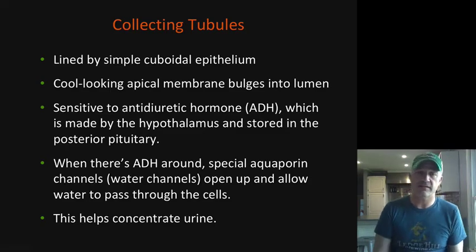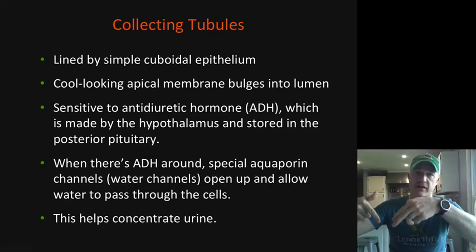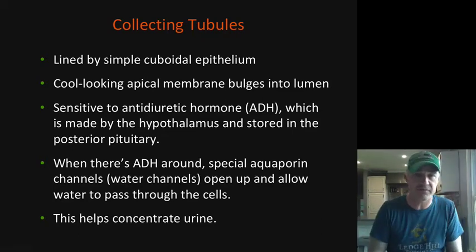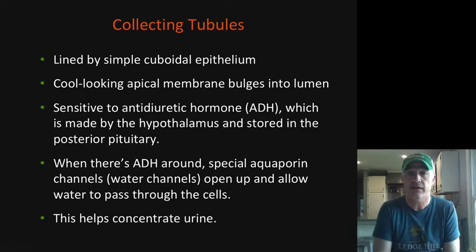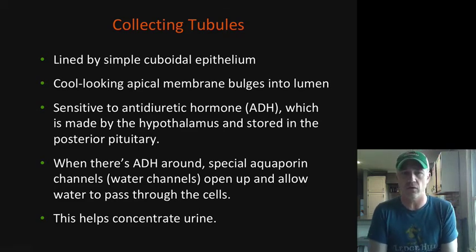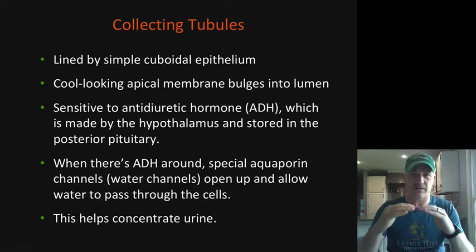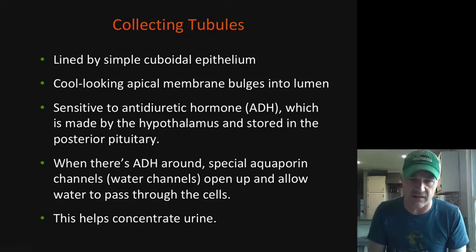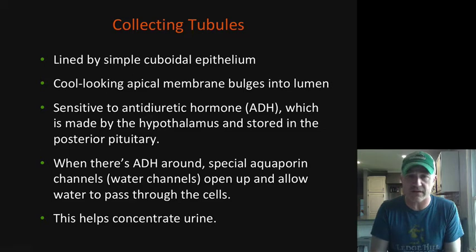The collecting duct is after multiple nephrons. They're going to dump into this tube that's going to go down and sooner or later reach the renal papilla and the minor calyx. These are lined by simple cuboidal epithelium, but they start to look a little bit bubbly, so they get a little apical membrane bulge. And these are the ones that, under the right signal with the antidiuretic hormone, can reabsorb more water.